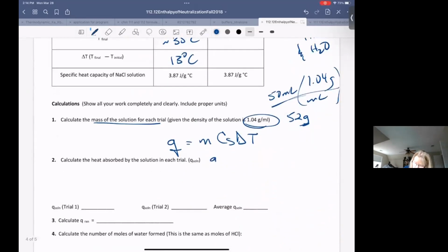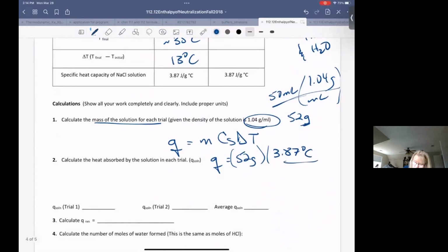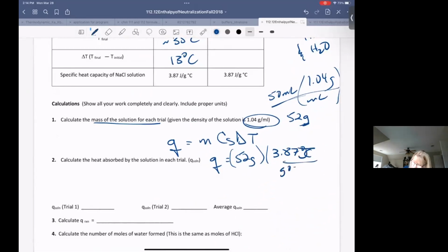So our heat Q will be mass, which is 52 grams, times C sub S, 3.87 joules per gram degrees Celsius, multiplied by your delta T. So I'm going to do 13 degrees Celsius. Again, just kind of making some numbers up. I don't think it's too far off. And I'm going to get for this a value of 2616 joules. I'll worry about my sig figs in a second.